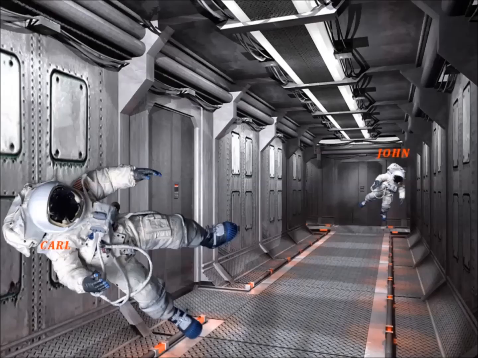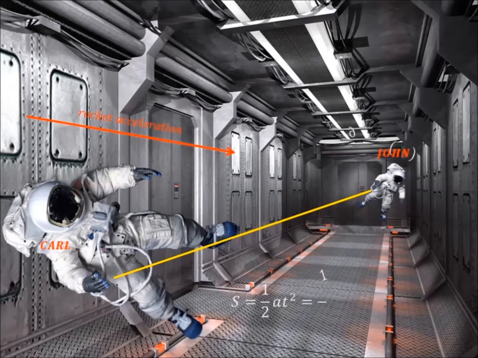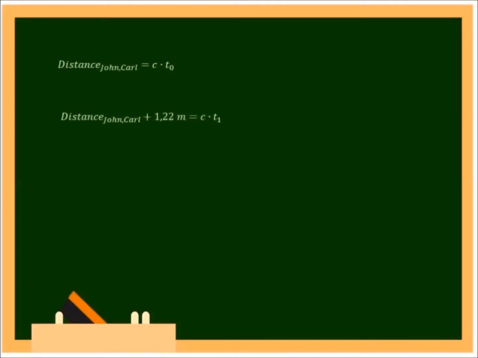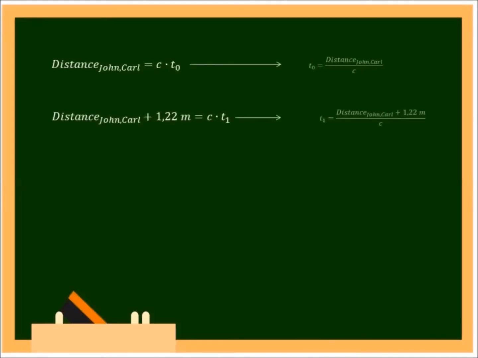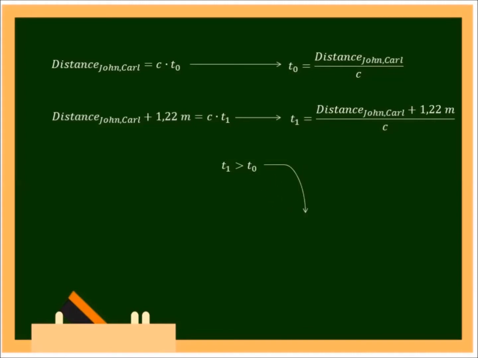For the experiment, we know that the rocket has an acceleration equal to 9.8 meters per second squared, like the terrestrial gravitational field. The two astronauts decide to send each other a beam of light, checking the time on their watches. When Carl sends the signal, the rocket moves forward and in 0.5 seconds, supposing a uniform accelerated motion, it travels about 1.22 meters. So the beam has to travel 1.22 meters more before it arrives to John. Because light has a constant speed, the time is bound to increase according to the laws of uniform motion.